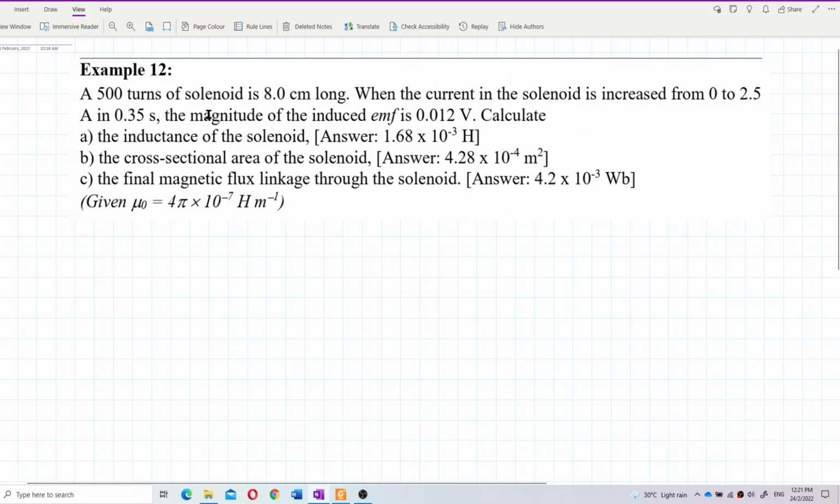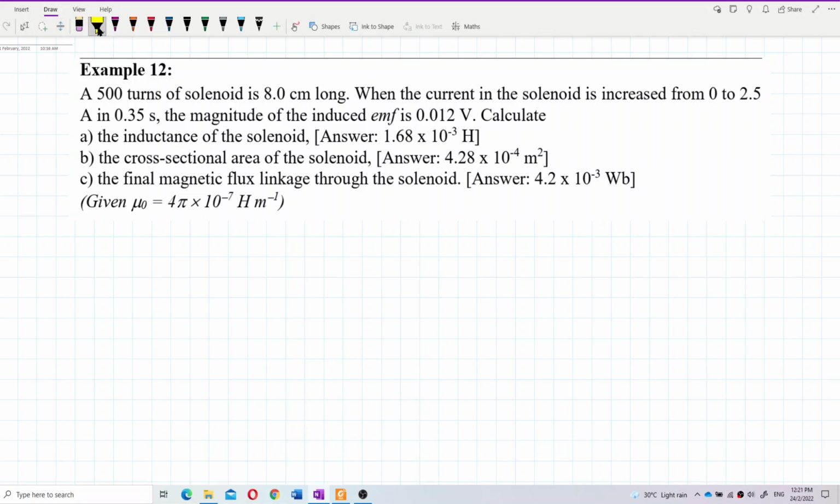Okay, so this question is about inductance. We need to first identify what kind of question this is. About what topic? It's about inductance, so it is either self-inductance or mutual inductance. But is this about self-induction or about mutual induction?